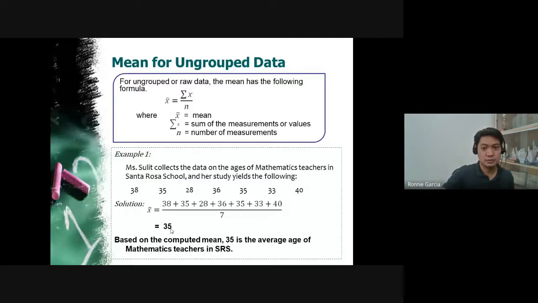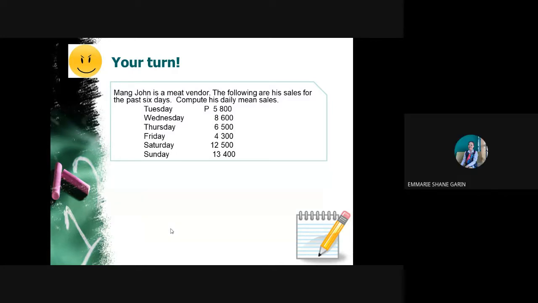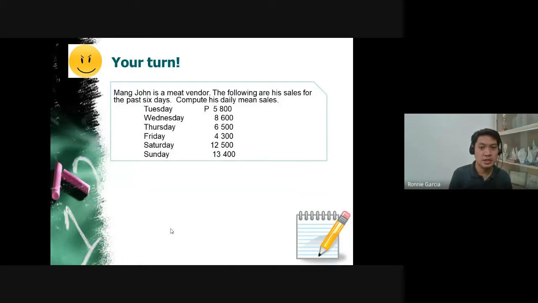Nagets ninyo? Did you get the point of the mean? Yes, sir. Because we cannot proceed to the next exercise kung hindi ninyo naintindihan. So since clear na sa inyo, then it's your turn. Please compute this one. And the first one to send the correct answer in our chat box will earn additional points.